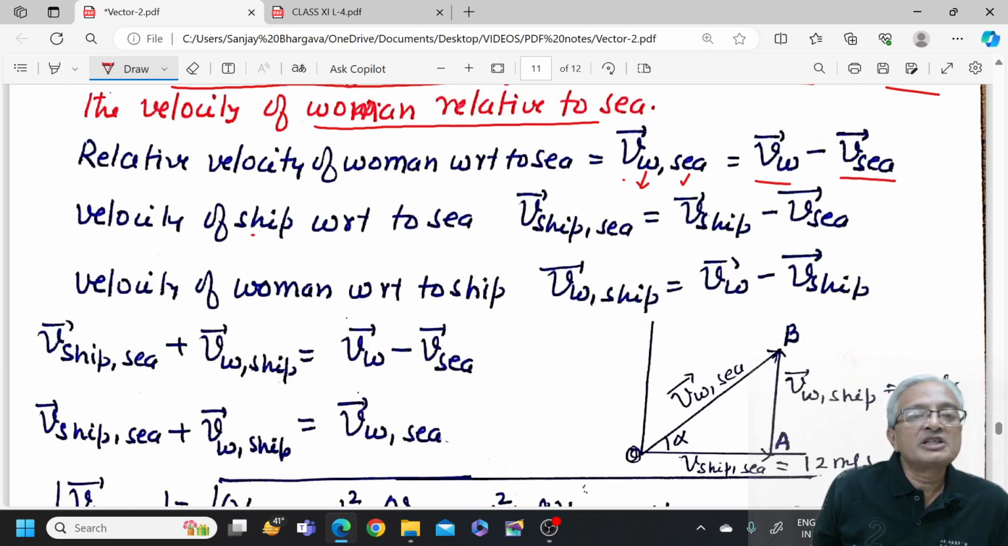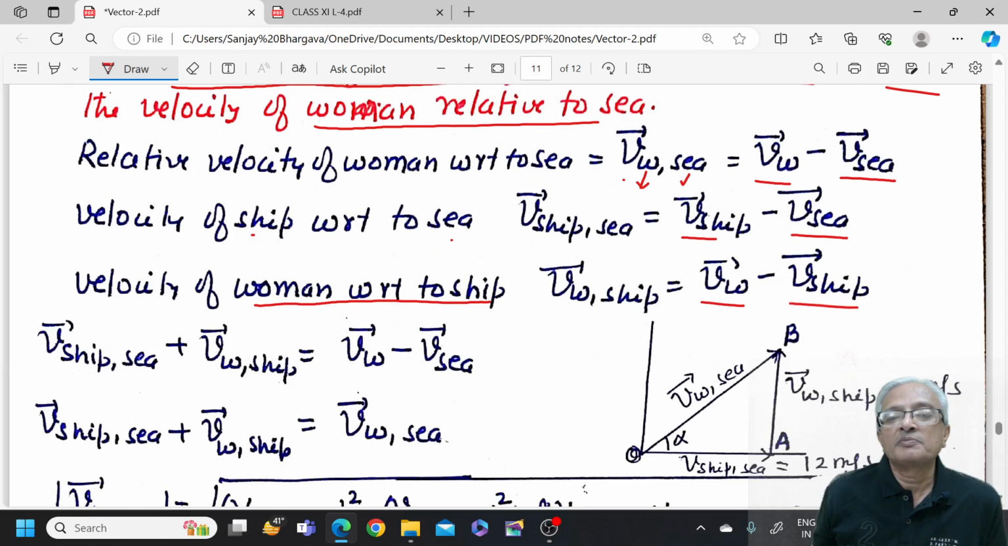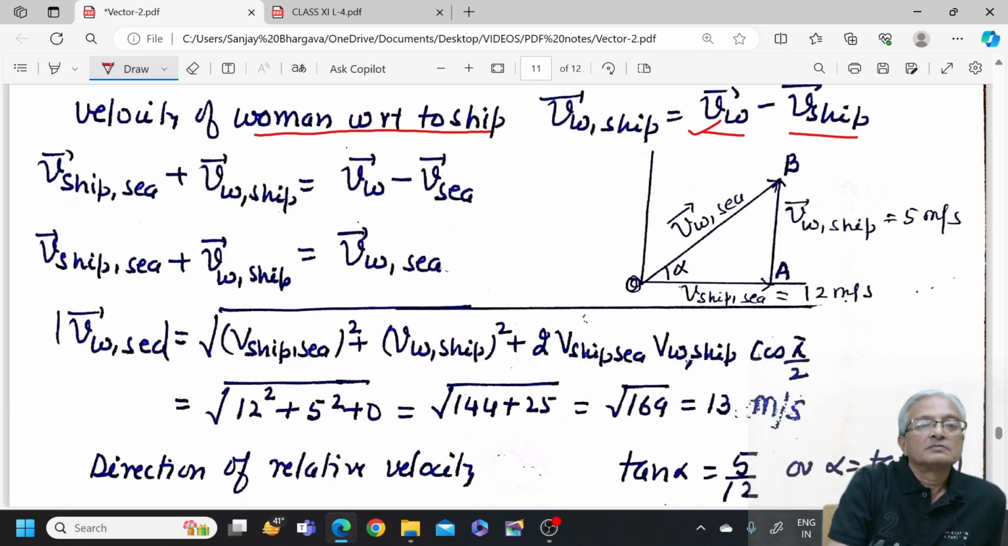Now what is the velocity of ship with respect to sea? It is velocity of ship minus velocity of sea. Velocity of woman with respect to ship is velocity of woman minus velocity of ship. Now what I need is VW minus VC. I need this term and this term, so add both of them. So V ship cancels out. So I add both the equations and what I get is V ship with respect to C plus VW with respect to ship gives VW minus VC.